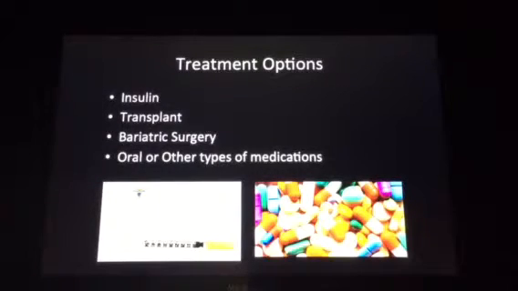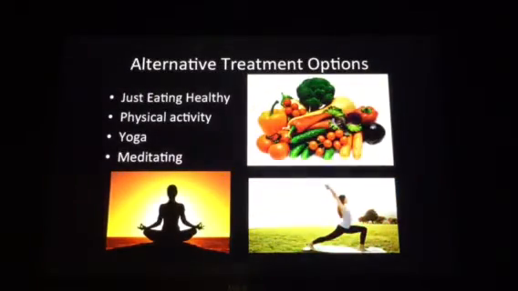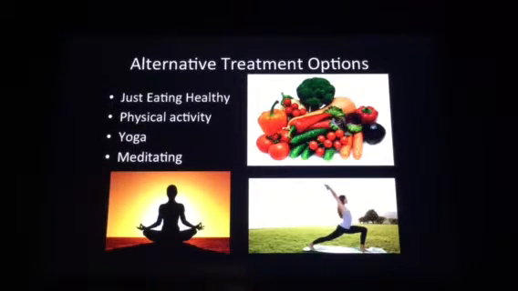Oral or other medications. Sometimes other oral or injected medications are prescribed as well. Some diabetes medications stimulate your pancreas to produce and release more insulin at certain times. Alternative treatment options we should consider is just eating healthy. Less sugary items in our diet, more fruits and vegetables in our diet, less animal products in our diet. Should be good to go in there.